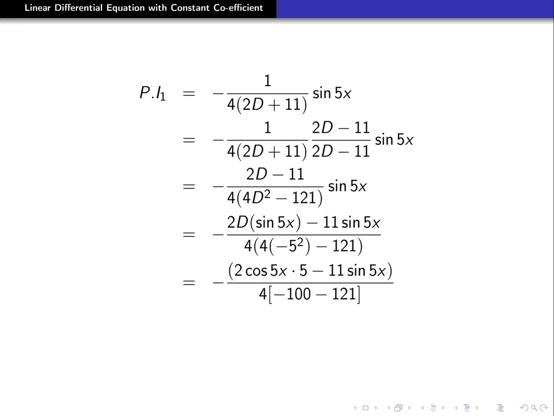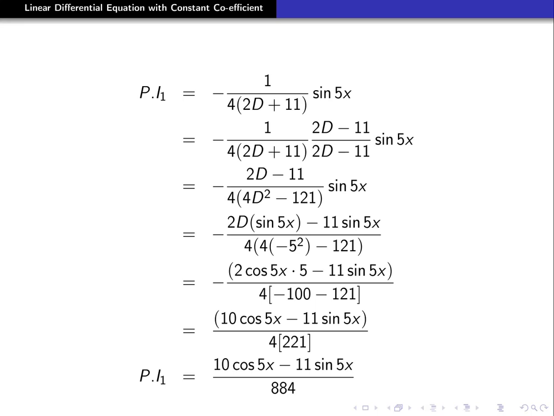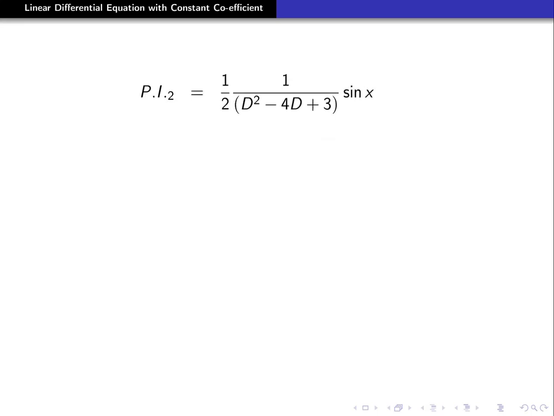So now again we can replace D square in terms of minus a square. Simplify it, we will get this term. Therefore, particular integral for the first case, PI 1, is 10 cos 5x minus 11 sin 5x divided by 884. Now we need to find the particular integral 2.